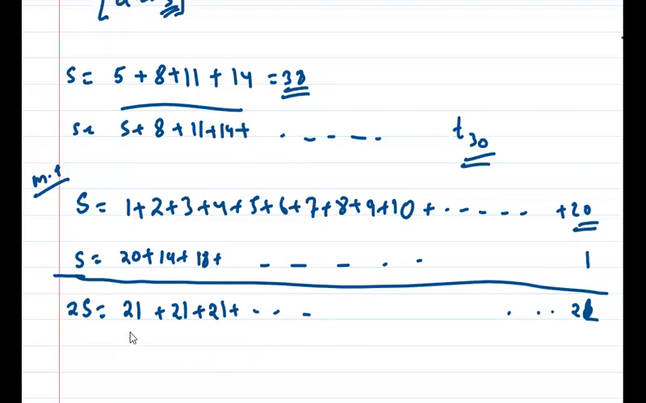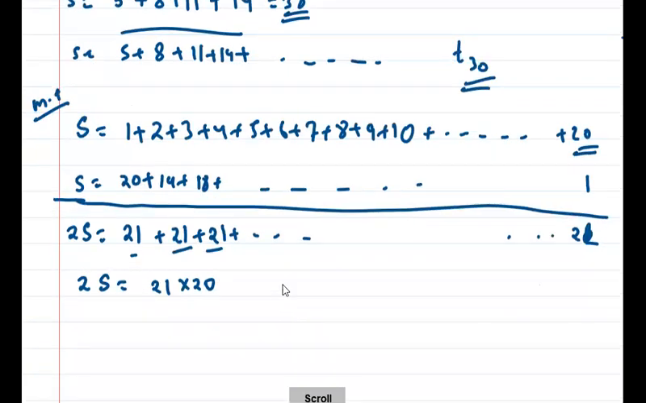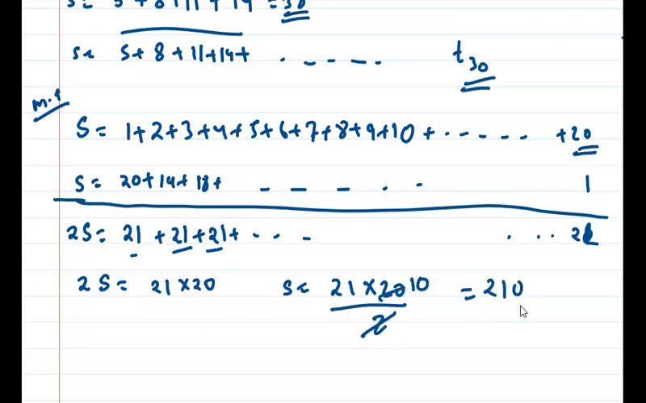Now see, 21 is written how many times? 20 times, right? So I can say 2S is equal to 21 into 20. Yes or no? So I can say the sum, okay, sir, it is easy now. We can find it: 21 into 20 by 2, cut gaya, 10 into 21, 210. Easy, right? Yes or no?